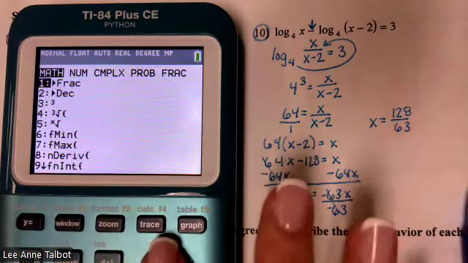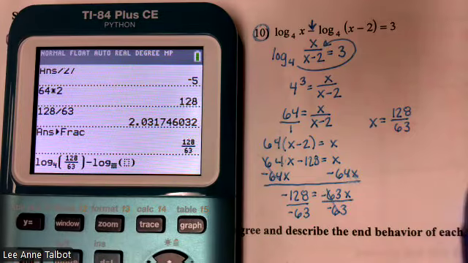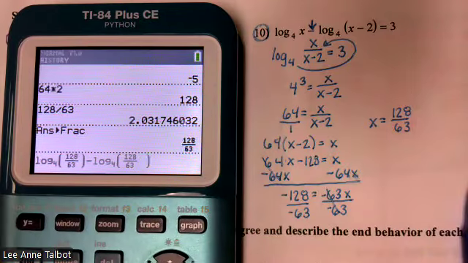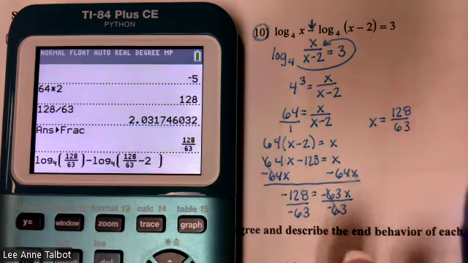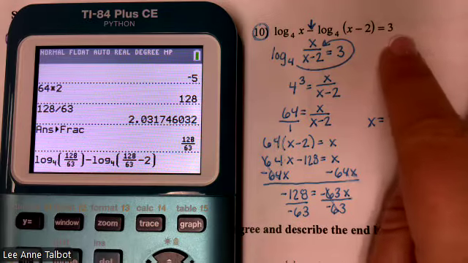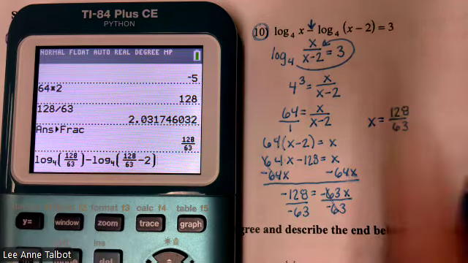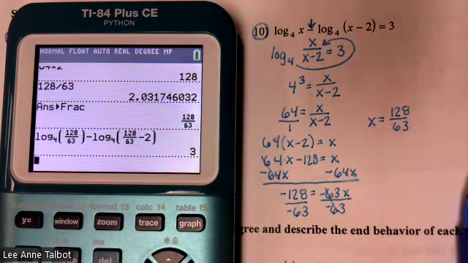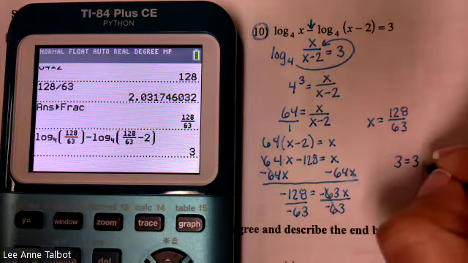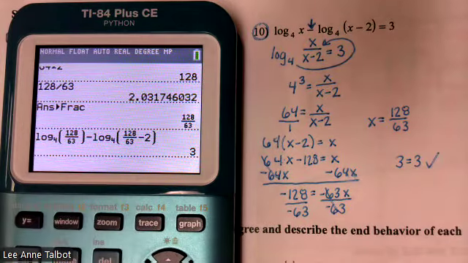Minus math log base 4 of that horrible fraction minus 2. And what do I want this stuff to equal if I did it correctly? 3. So, moment of truth. Ah, excellent. And then I just put my little note that I checked my answer.